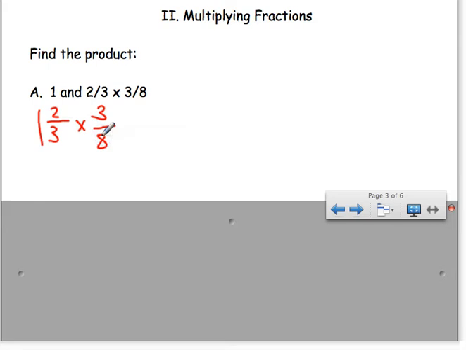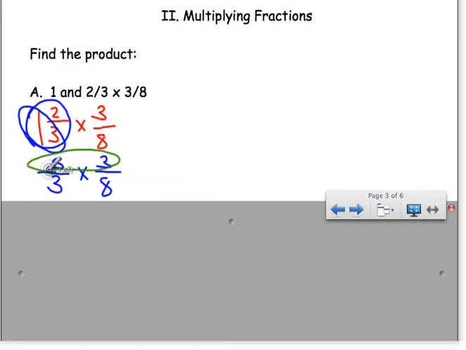Now at this point you probably remember that to multiply fractions you're going to multiply straight across. The only reason we can't do that here yet is because I have a mixed number. So the very first thing I need to do is figure out, how do I write this as an improper fraction before I multiply? If I rewrite this as an improper fraction, 3 times 1 is 3, 3 plus 2 is 5, this is really the same thing as 5/3 times 3/8.